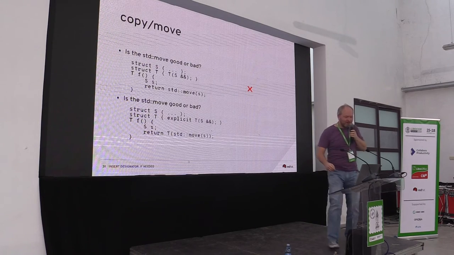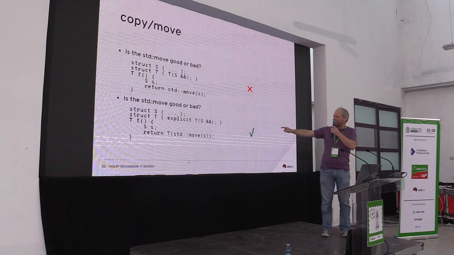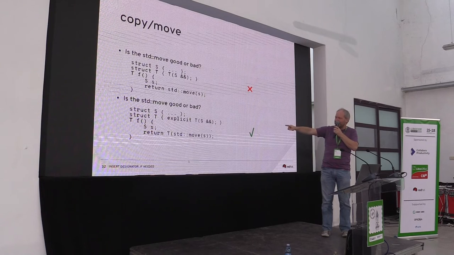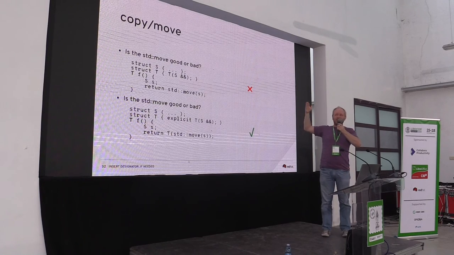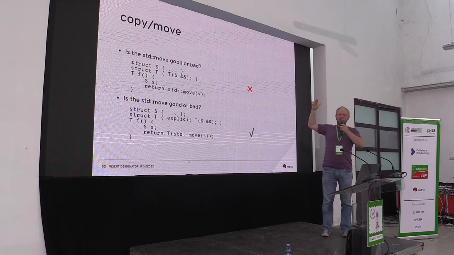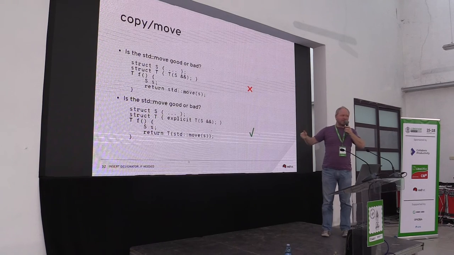Well, it's a very good one because if we leave that out, the compiler will complain. Of course, we can't. We need to construct a T here, and we need to explicitly mention T, so we don't have a plain return S. We can't have a plain return S in any case because we need to explicitly write down that we want to construct a T, because the constructor is explicit. And if we leave out the T around it, then it won't compile.